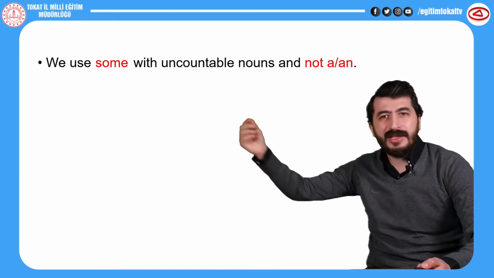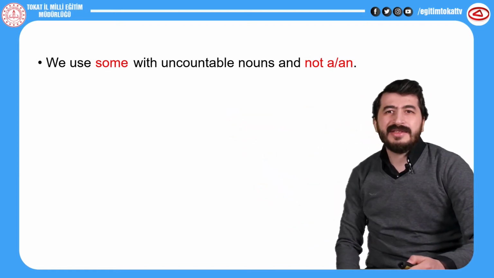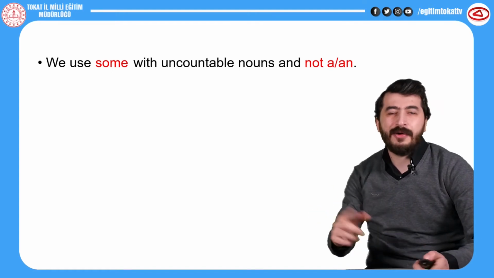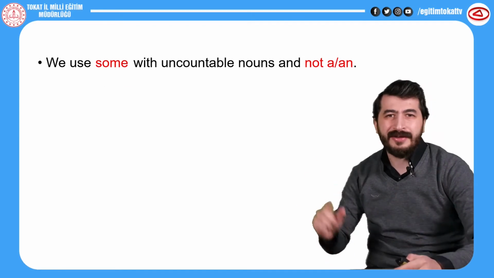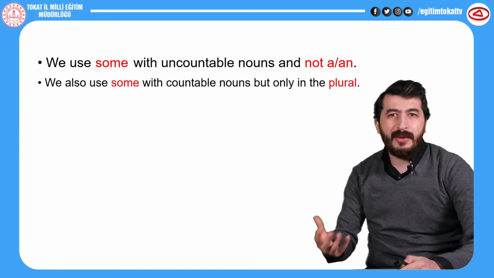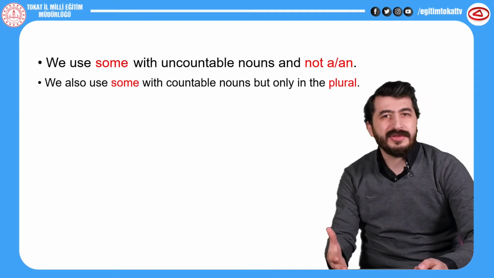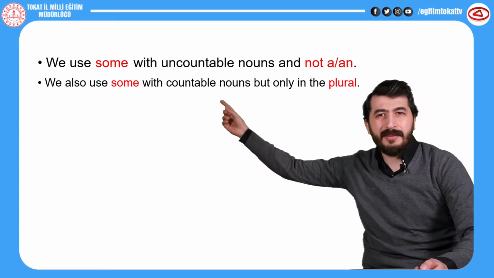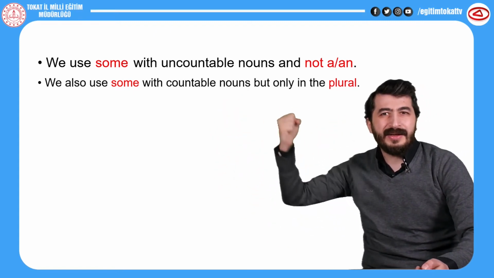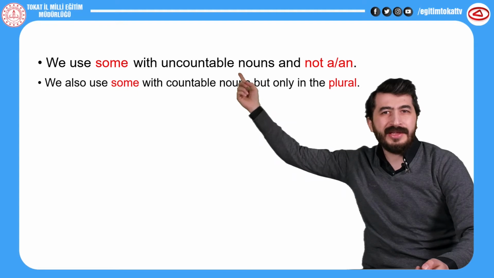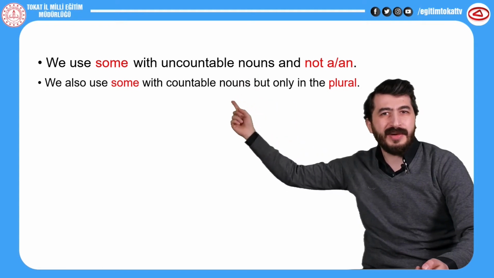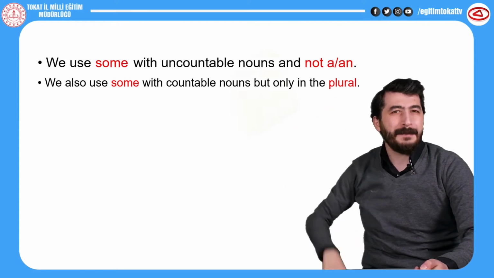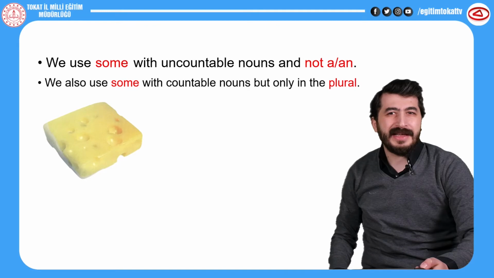We can't say a gold or a hair. What can we use? We can use some. We use some with uncountable nouns and not a or an. No a or an. Okay. We also use some with countable nouns, but only in the plural way. So, we can use some in 2 ways. We can use it with uncountable nouns and also countable nouns, but there is a rule: only in the plural way. Let's make some examples.